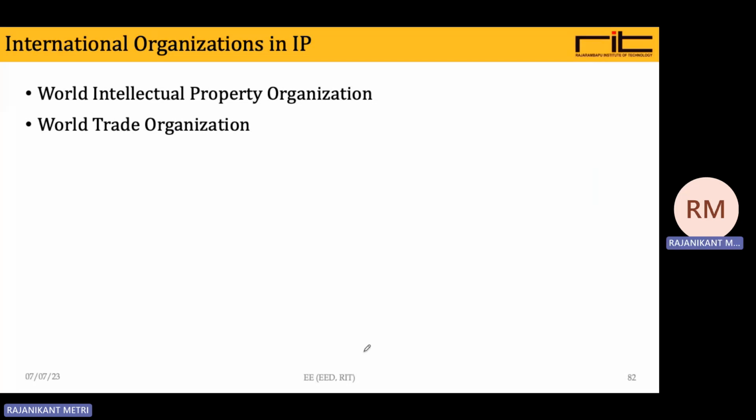So licensing creates an income source. When you give your product to another person to use, that person will give you some monetary benefits. That is nothing but the income source. It establishes a legal framework for transfer of technology to a wider group of researchers and engineers. It creates market presence for the technology or trademarks.